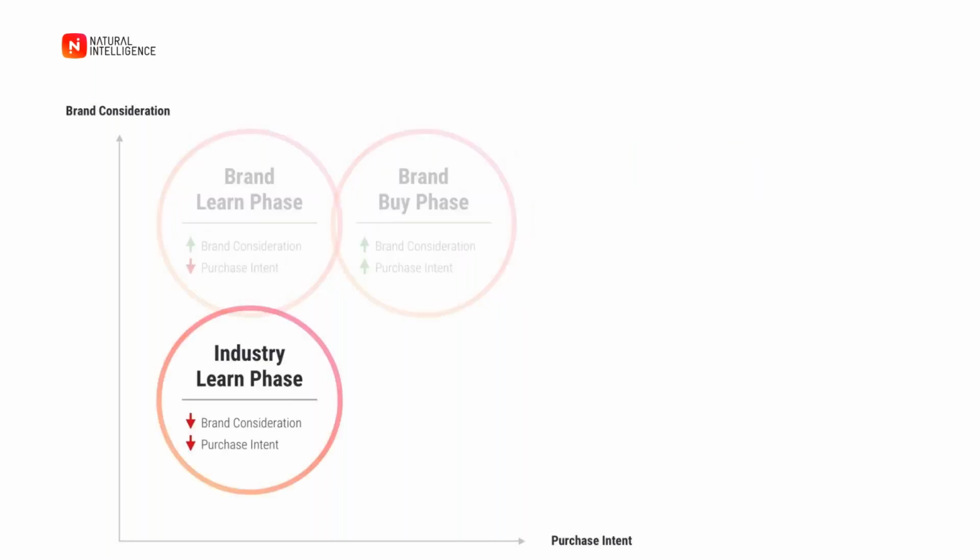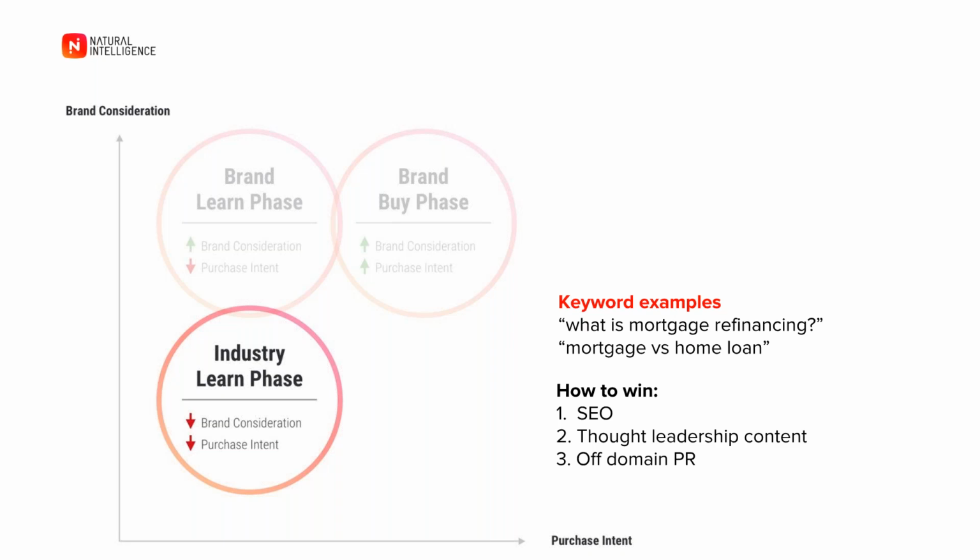The second scenario is your lower left, low purchase intent, low brand consideration. Users are interested. They want to learn. They are digging down in the web for content. What you need to do in this situation is build up a position in organic rankings, okay? So winning through SEO, through thought leadership, and PR that isn't necessarily on your website.